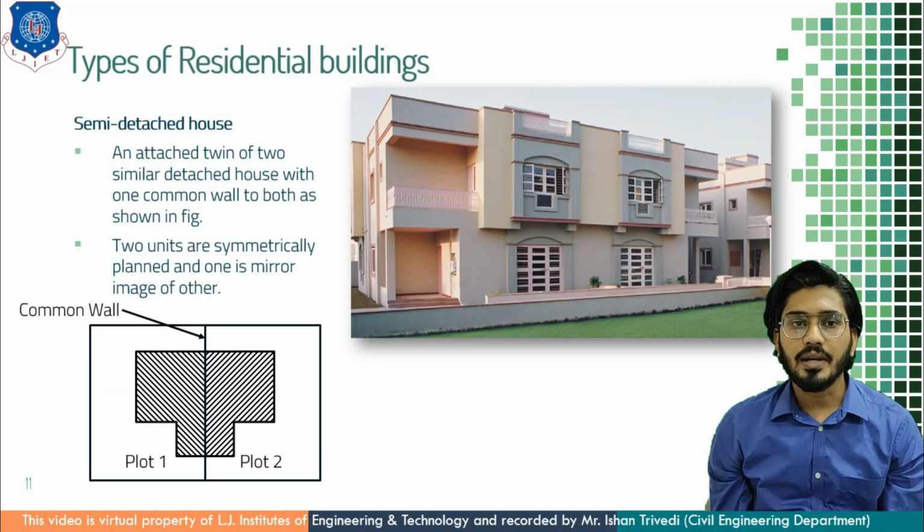Next is semi-detached house. It is an attached twin of two similar detached houses with one common wall. Here you can see one common wall and the rest of the three walls are independent. And here instead of 4 side open space, you can enjoy 3 side open space where you can accommodate a wash area at back, side margin or side area for parking a vehicle, and the front space for access. These two units are symmetrically planned and one is a mirror image of the other.